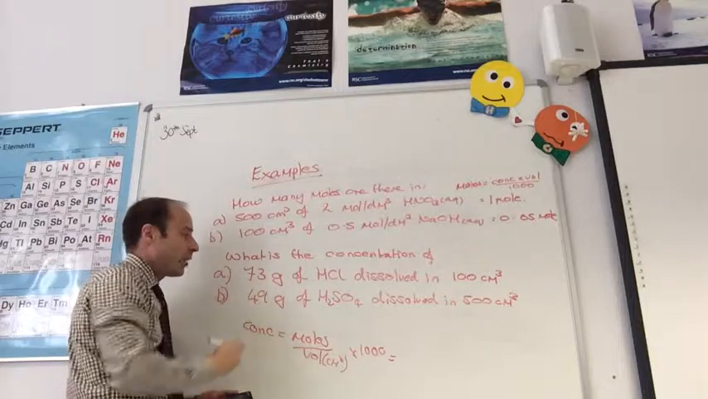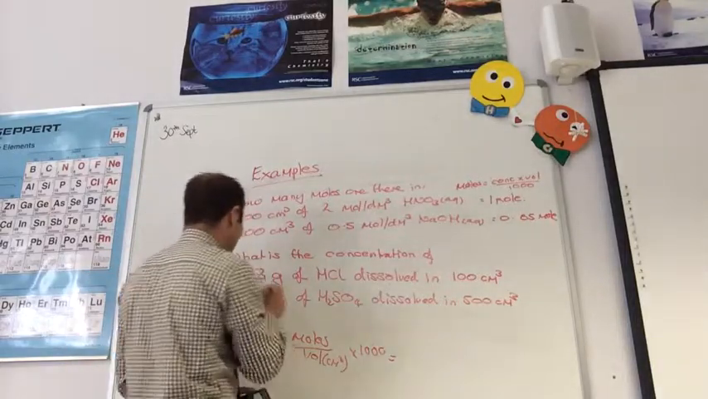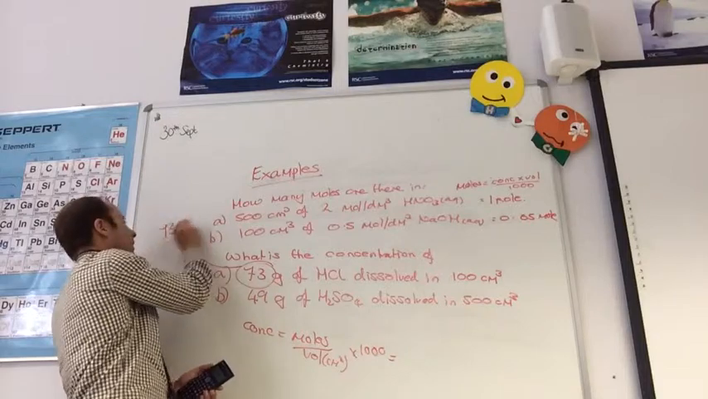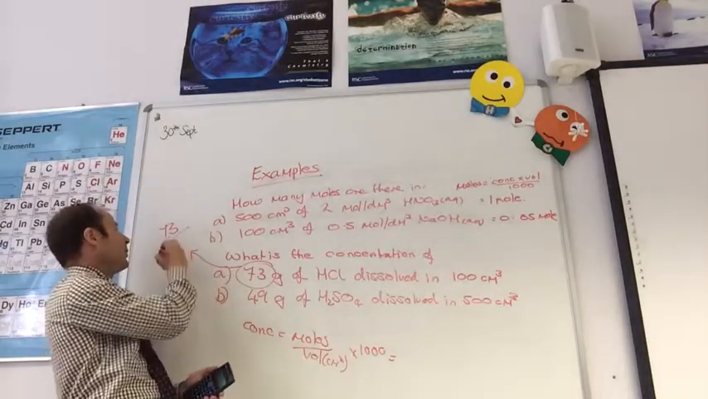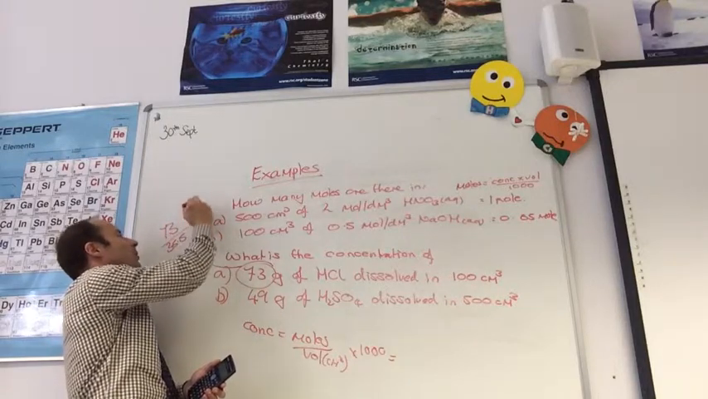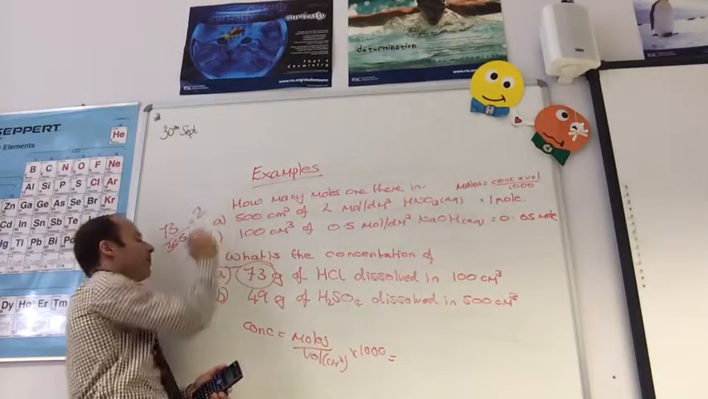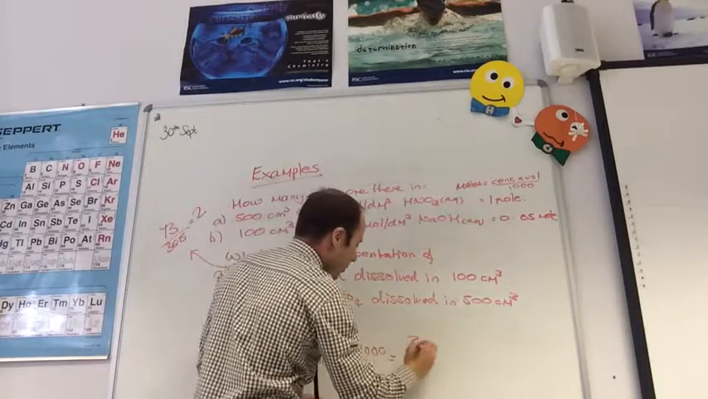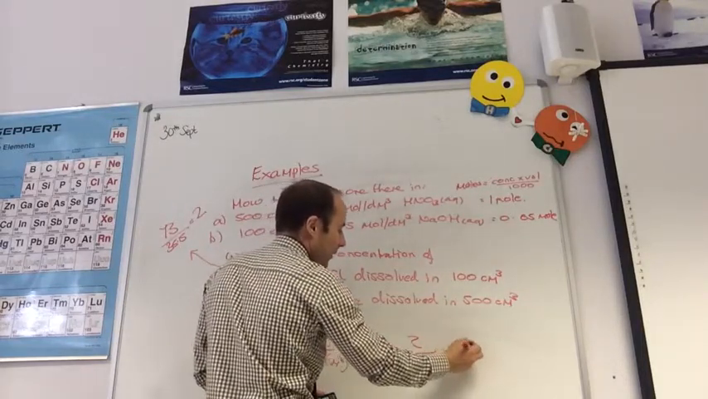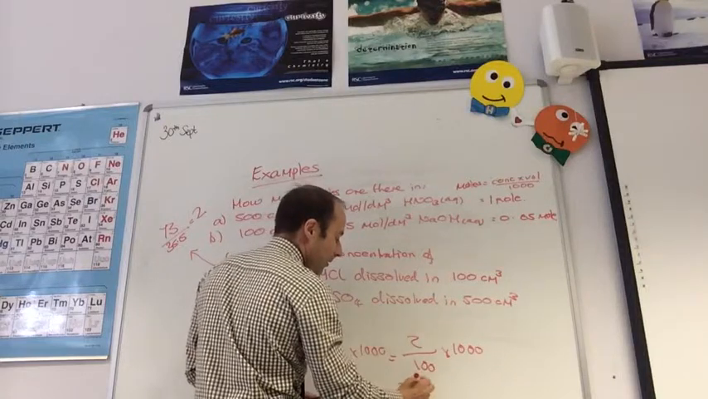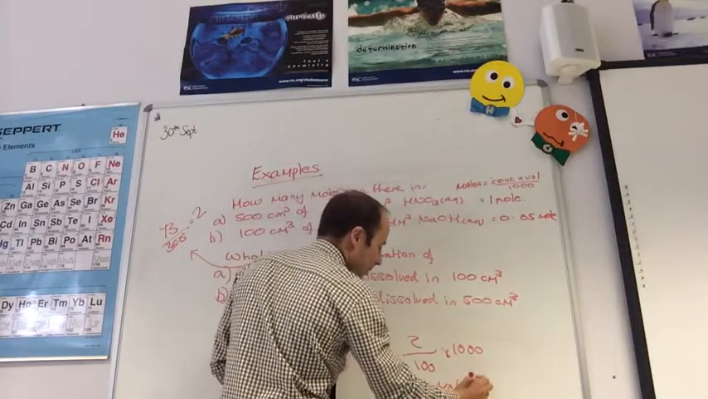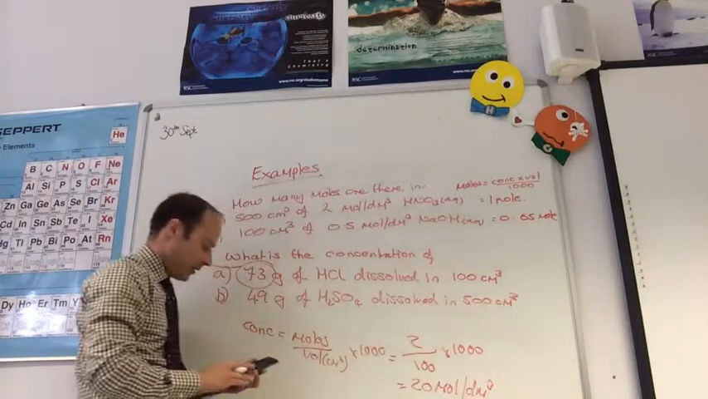73 grams of hydrochloric acid. 73 divided by the molar mass of hydrochloric acid, which is 36.5. That comes to 2. So it's 2 divided by my volume, which is 100, times by 1,000. That gives me 20 moles per decimetre cubed. Oh, that is really concentrated.